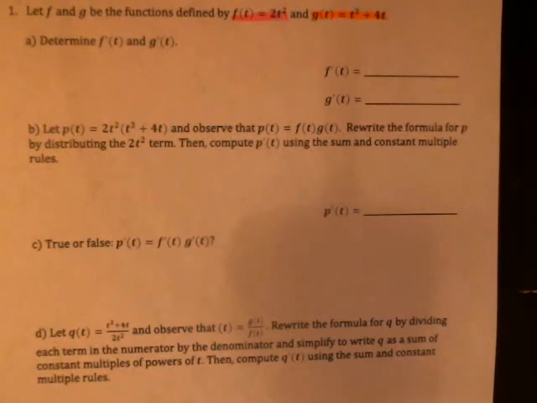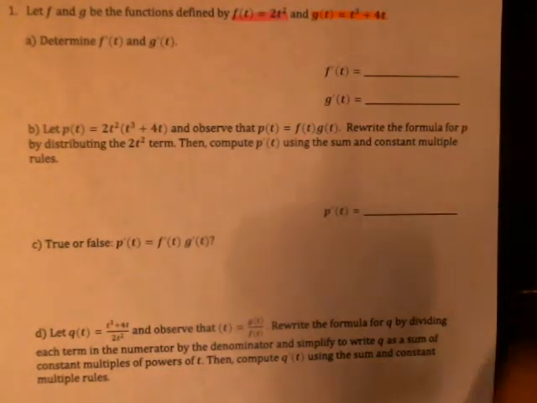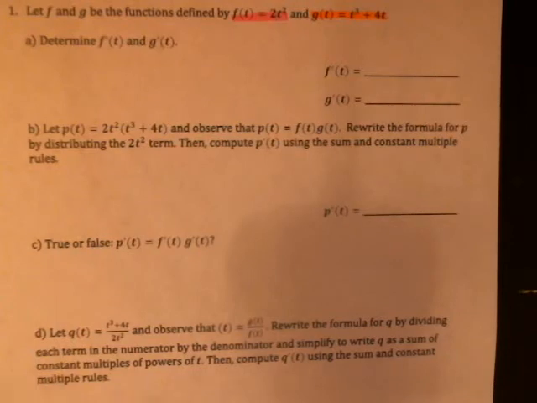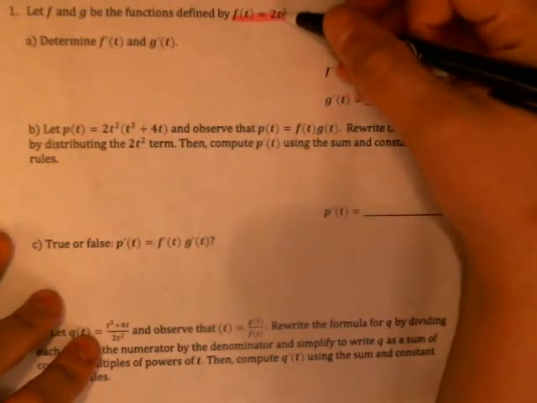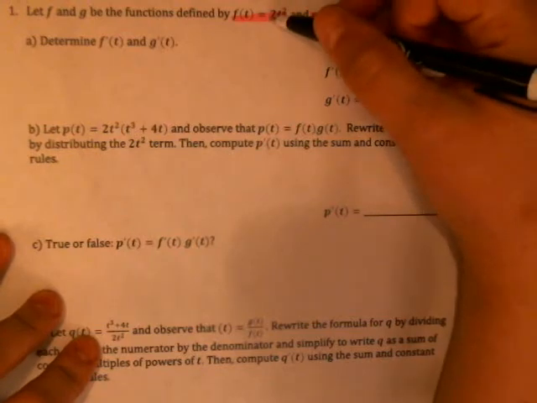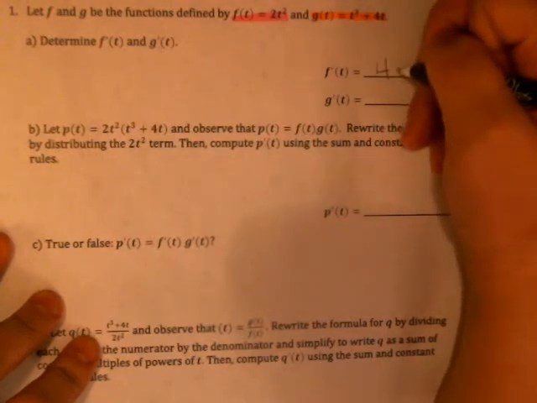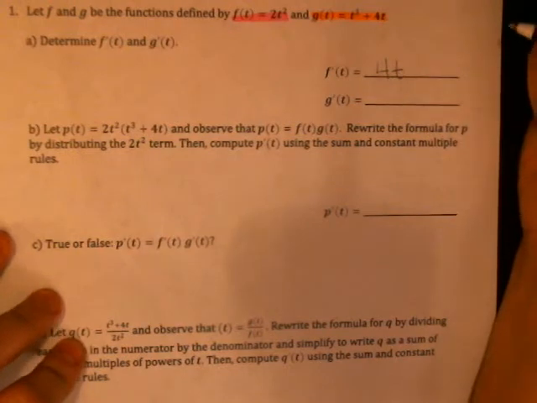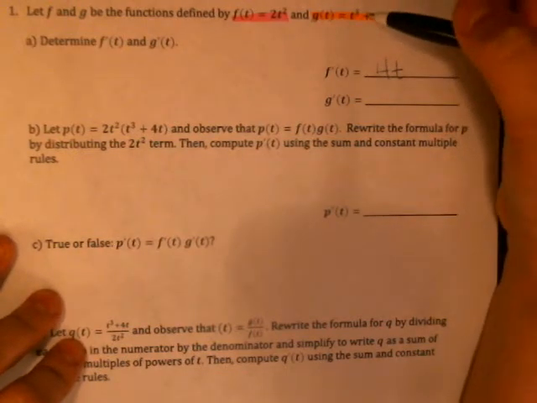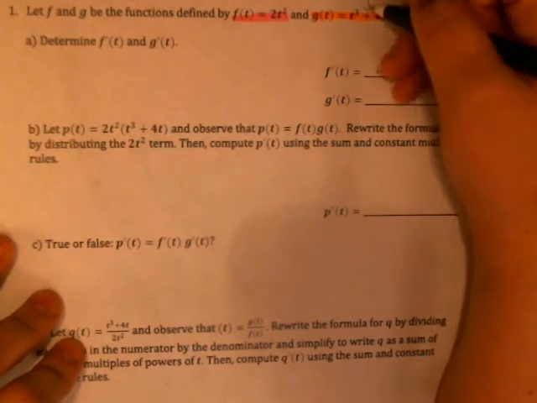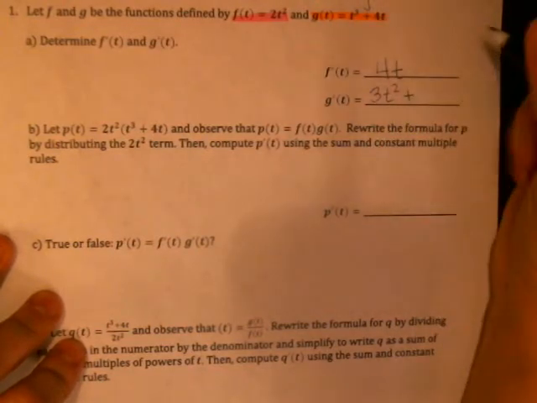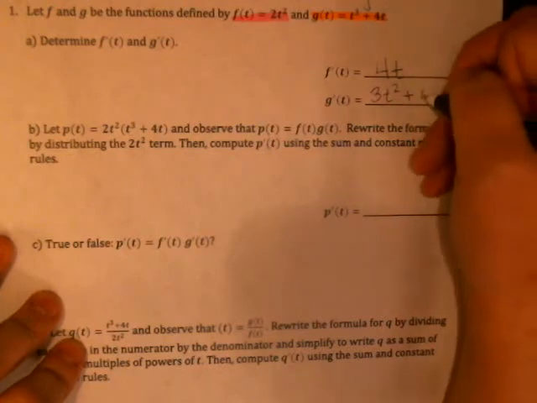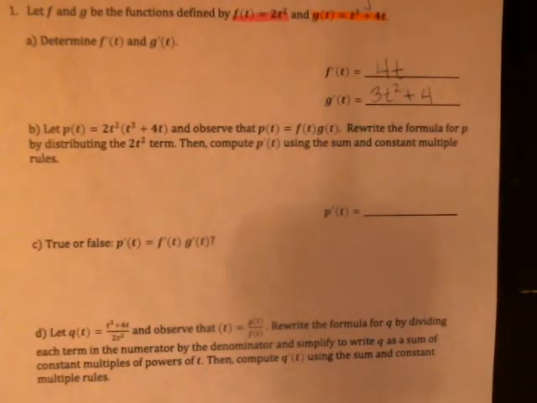Okay, so first thing we're supposed to do is find the derivative of each of these separately. So the derivative of f of t is going to be a constant multiple, 2 will hang out in front. The 2 will drop down with the power rule and we'll get 4t to the first. And then the derivative of g of t, we have a sum. So first we'll look at the t cubed. Its derivative is 3t squared. And then the 4t, the derivative is 4. Okay, so there's the derivative of f and g separately.